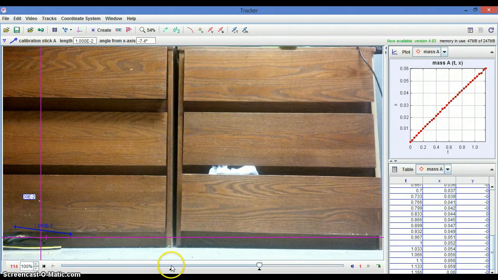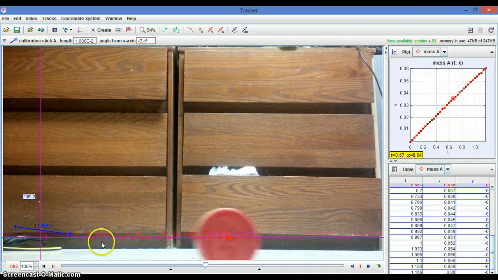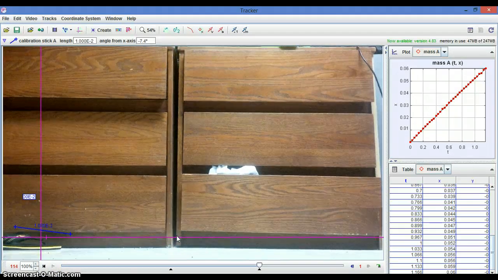Now I will start the video again so that you can see the little red diamonds. You see, they are almost always at the same distance. This characteristic tells us that the movement was almost constant throughout the time interval.